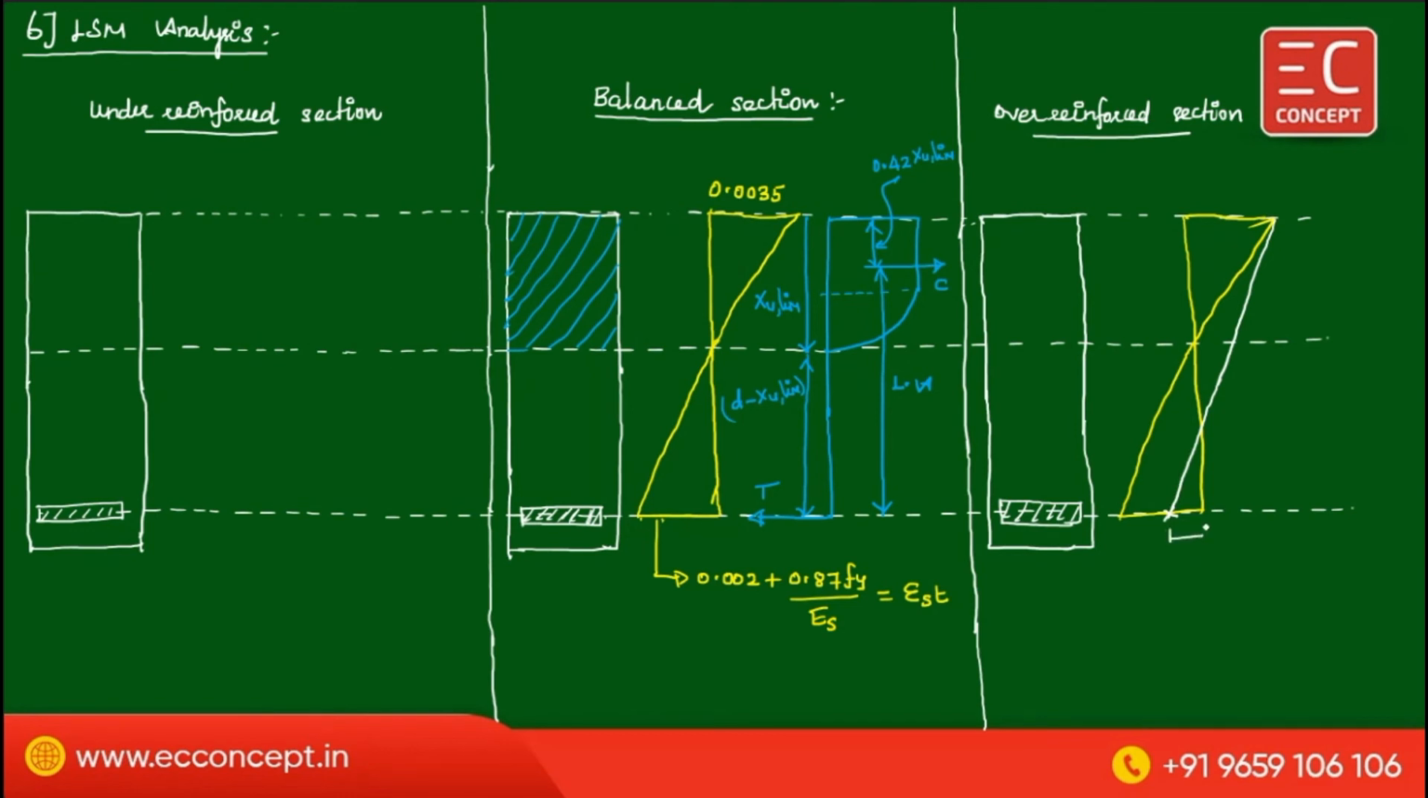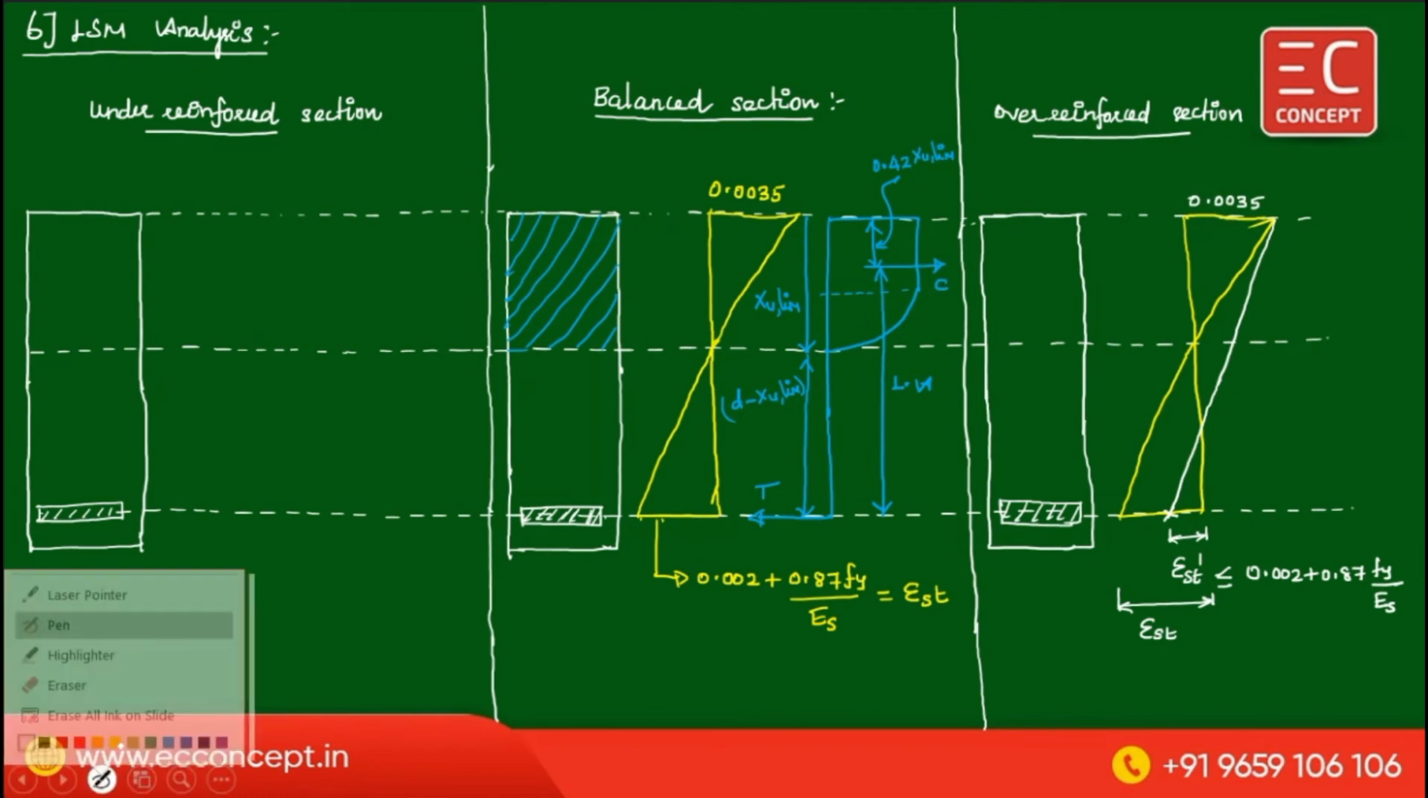So this strain we can mark as strain in steel dash. What is strain in steel dash? Sigma st dash less than limited 0.002 plus 0.87 Fy divided by Young's modulus. So this value is lesser than actual value. Actual strain is what? This much. Limited strain. Strain in steel. But the concrete attains the maximum value of 0.0035.